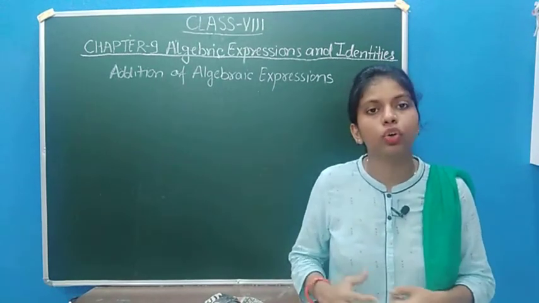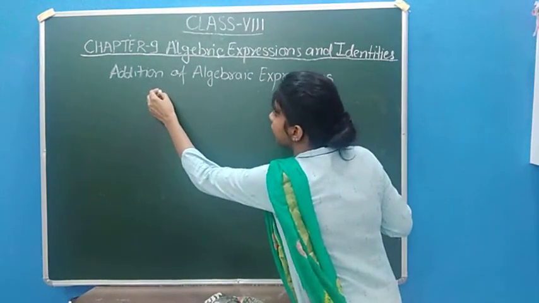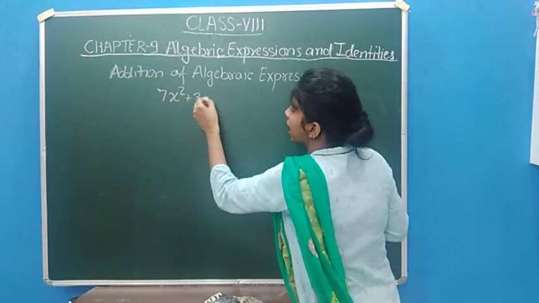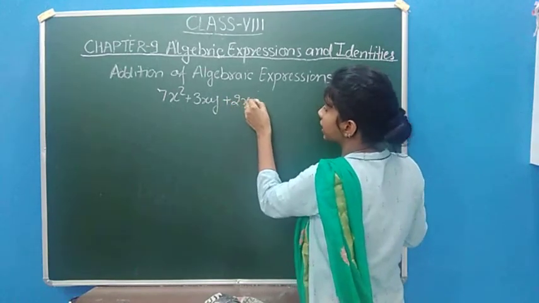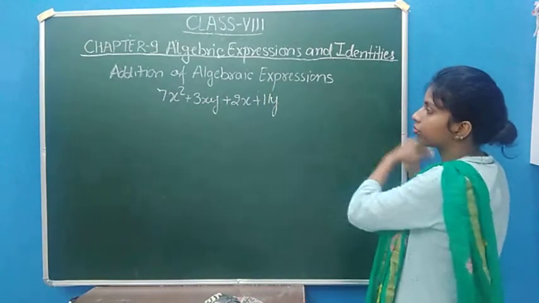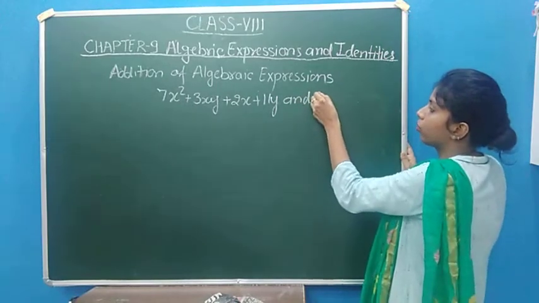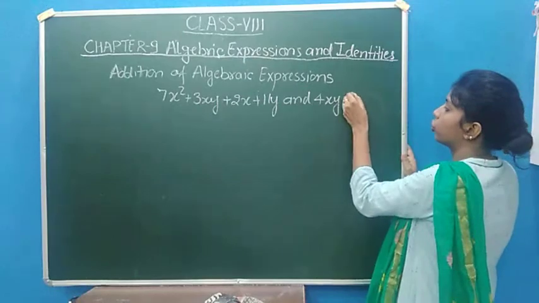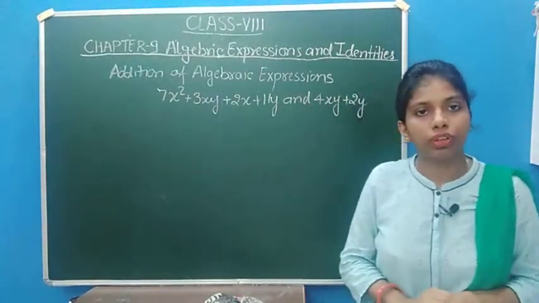Suppose I am taking any two algebraic expressions. Let's take the algebraic expression 7x square plus 3xy plus 2x plus 11y, okay, and the second algebraic expression, suppose I am taking 4xy plus 2y. So these are the two algebraic expressions. We want to add them.